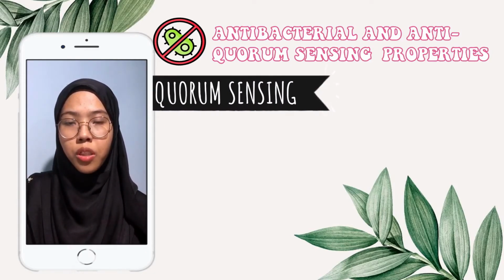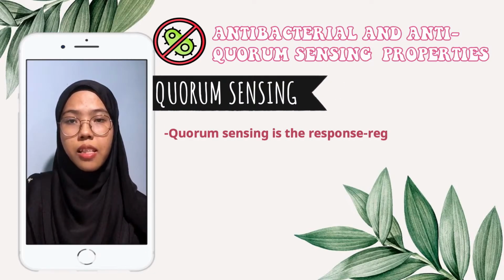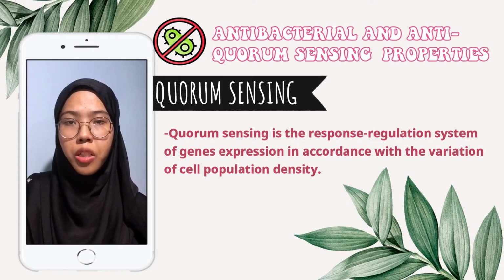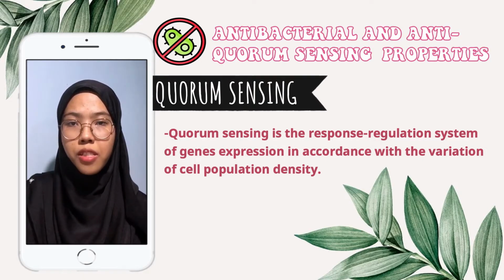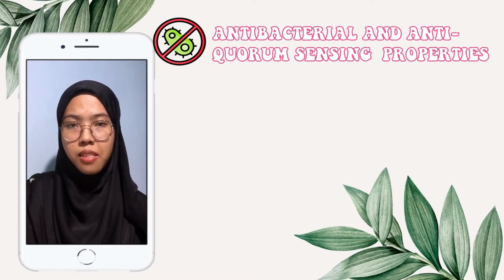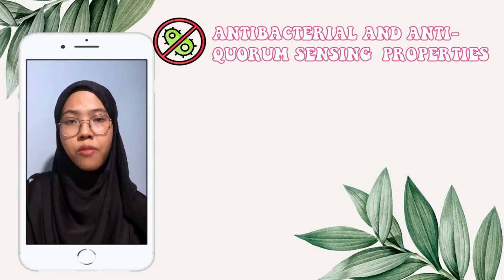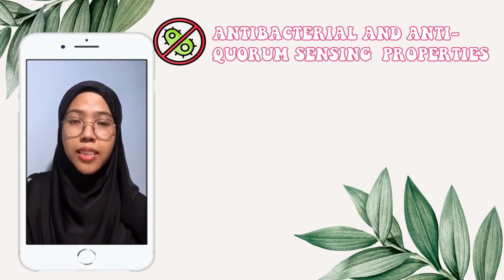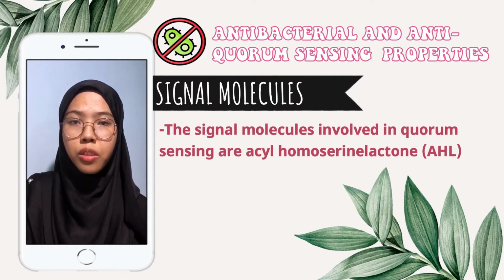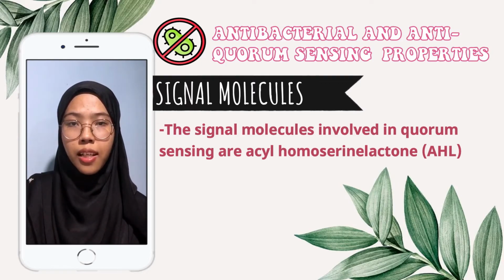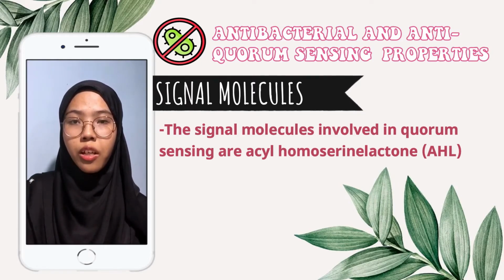The resistance and pathogenesis of the bacteria could be linked to the mechanisms of cell-cell communication. For example, quorum sensing. Quorum sensing is described as the response regulation system of gene expression in accordance with the variation of cell population density. These mechanisms allow gram-positive and gram-negative bacteria to regulate some physiological activities. The signal molecules involved in quorum sensing are acyl-homoserine lactones, known as AHL.